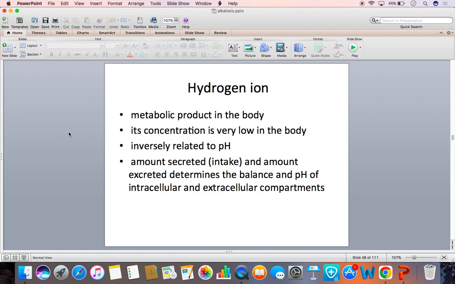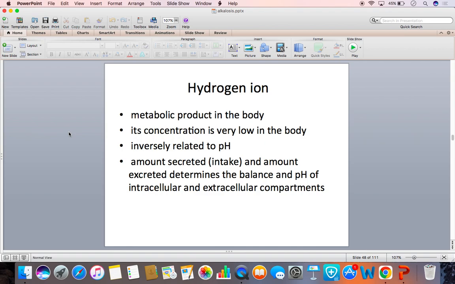What happens to hydrogen ions in metabolic alkalosis? As such, hydrogen ions are the metabolic products in the body, which I told you. Its concentration is very low in the body, that is to the extent of 40 nanomoles per liter. It is inversely related to pH. The amount taken in and the amount excreted determines the balance of pH in the intracellular and extracellular compartments.